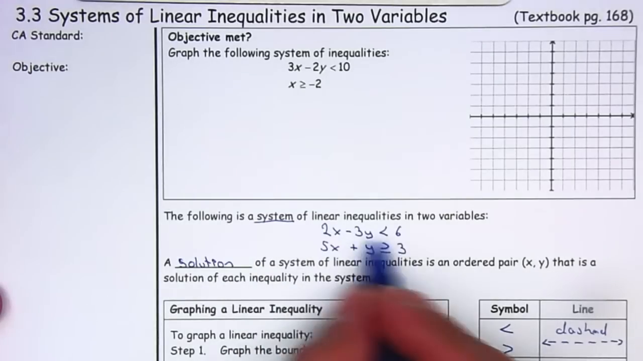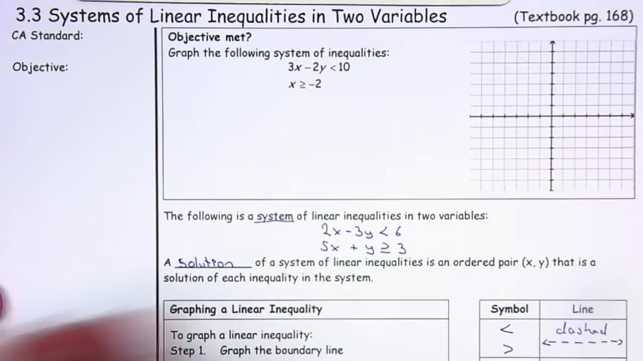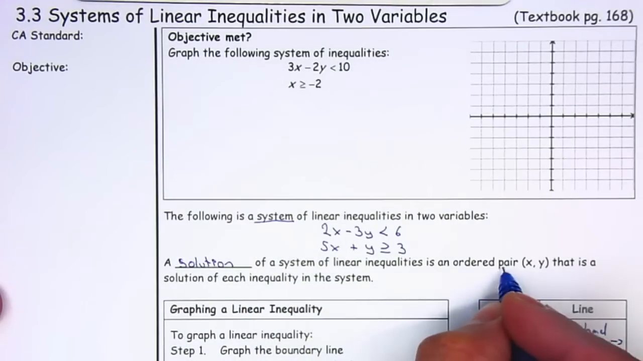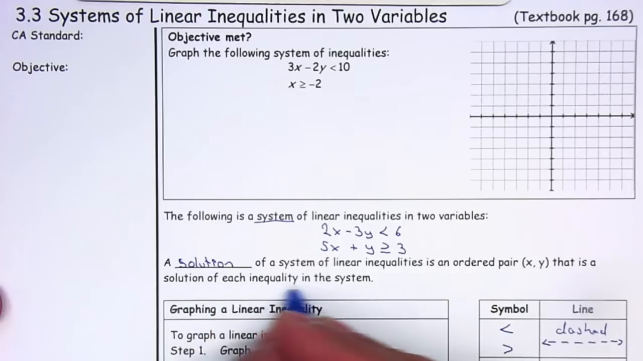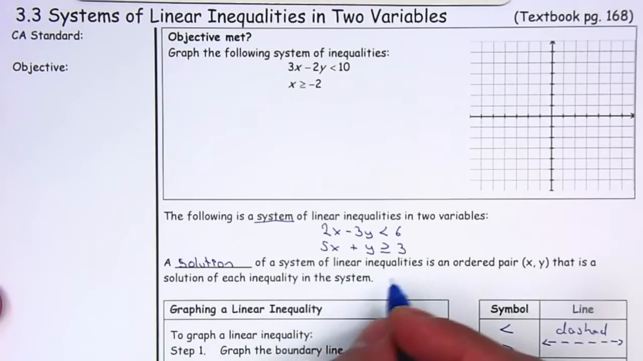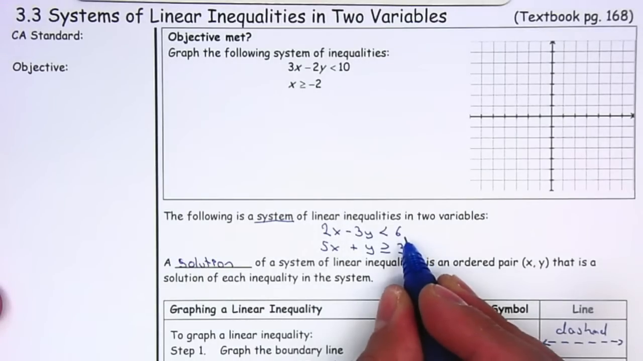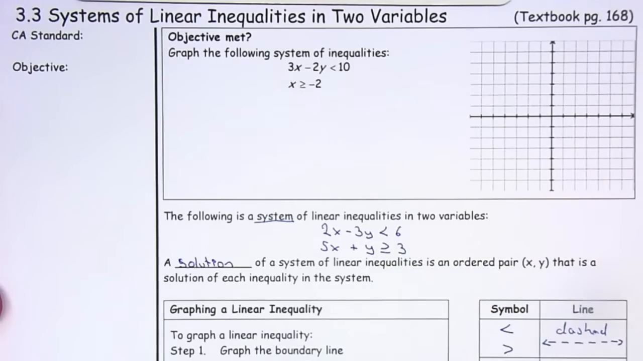So we have one inequality, two inequalities, and they'll be graphed on the same graph. A solution of a system of linear inequalities is an ordered pair (x, y) that is a solution of each inequality in the system. So in order for a point to be a solution, it has to be true for both inequalities. It has to be a solution for the first one and also a solution for the second one.